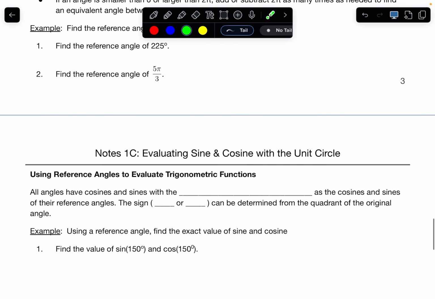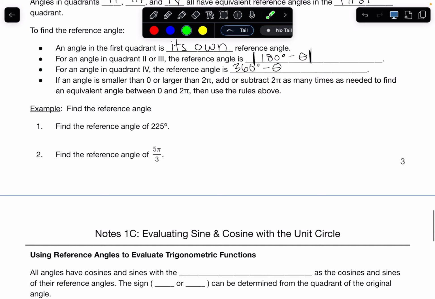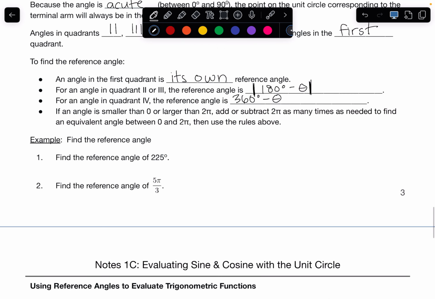Okay, so you're going to be asked to do a couple of things in Delta Math. We're going to do some practice. First is you're going to be asked to find reference angles. So we're going to do 2 examples. And the first example at the bottom of page 3 says find the reference angle of 225.